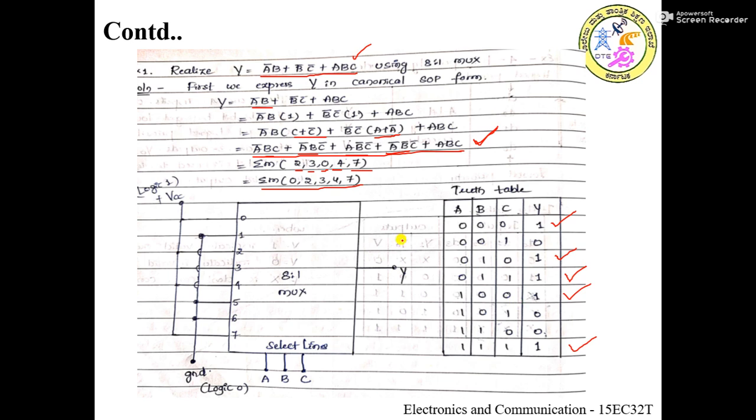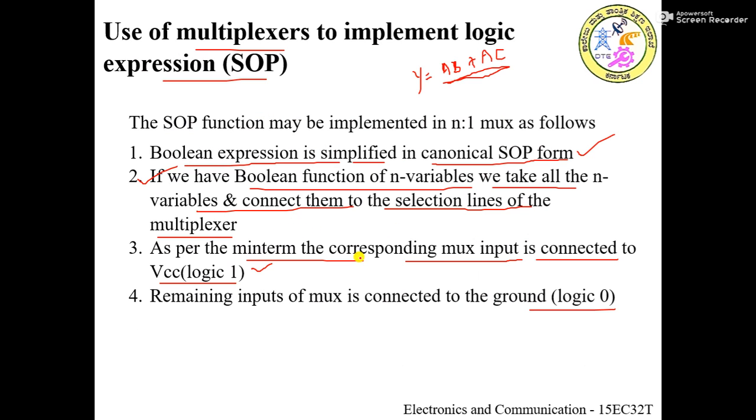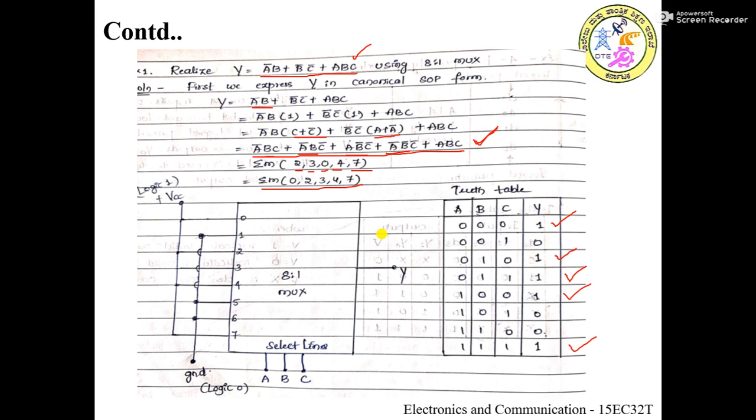What is the third step? As said in the third step, as per the min terms, the corresponding mux input is connected to VCC. The number of literals a b c is 3, so which mux has 3 selection lines? The 8:1 mux, which is already given to you. So these three inputs are mapped with the 3 selection lines of the 8:1 mux, and now these outputs are to be mapped with the inputs of the multiplexer.